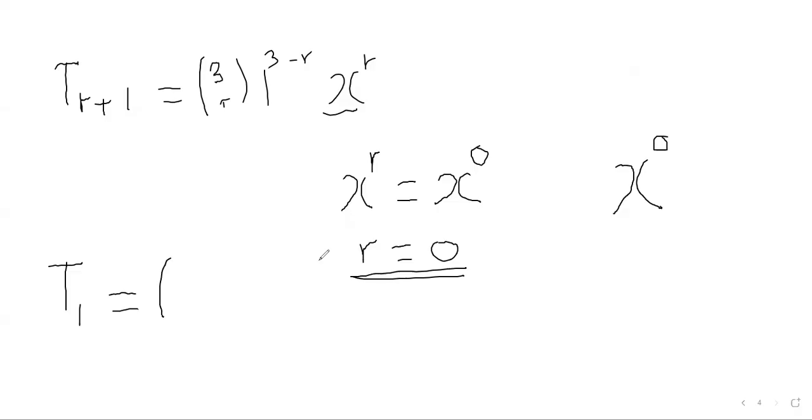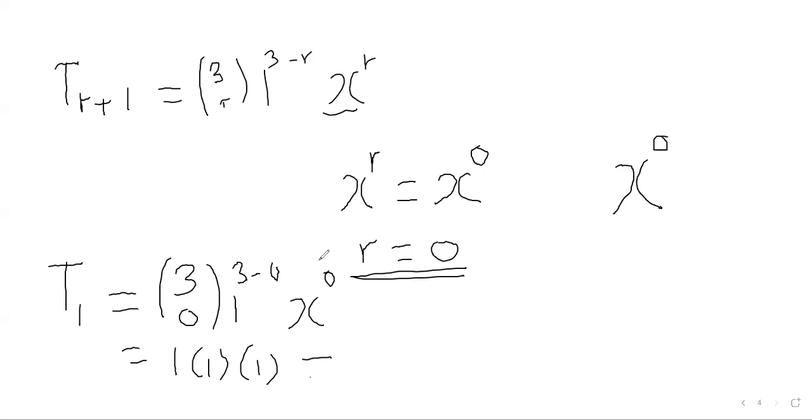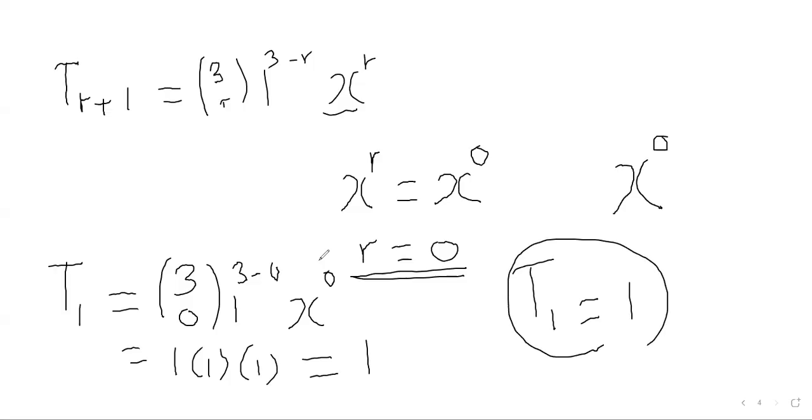And this is equal to 3 choose 0, and then 1 to the power 3 minus 0, x to the power 0, like this. So when we simplify this, 3 choose 0 is 1. 1 to the power 3 gives us 1. And x to the power 0 is 1. And this is what we have. So the first term, which is t1 here, is equal to 1. The first term here is the term that is independent of x.